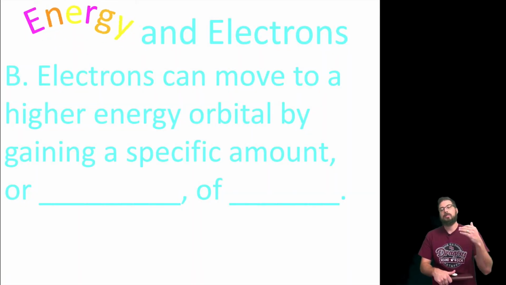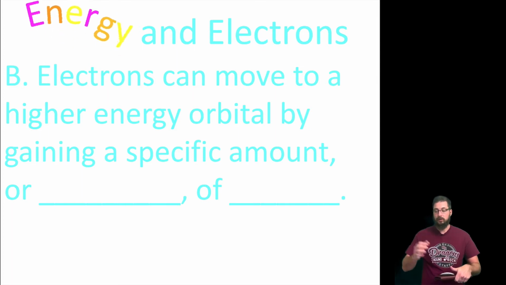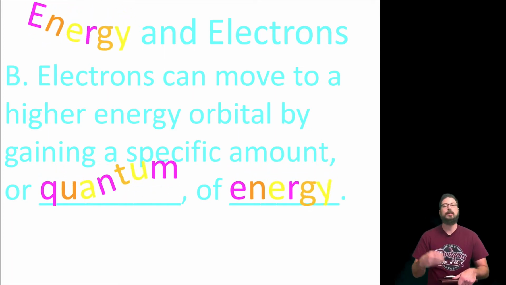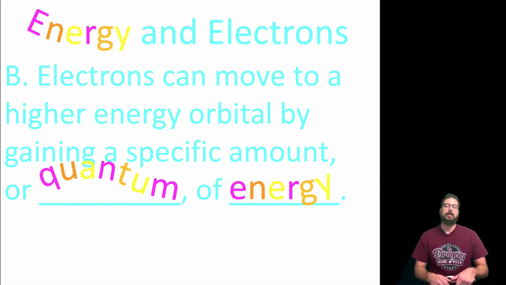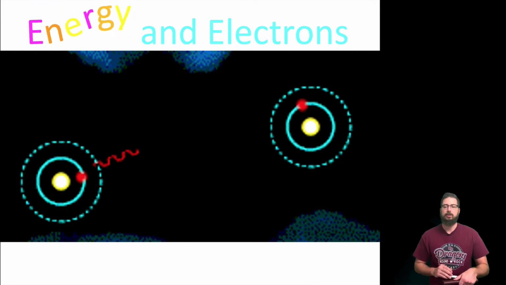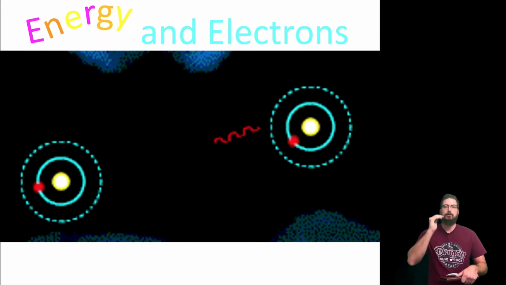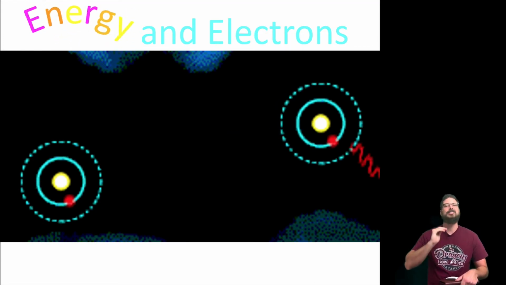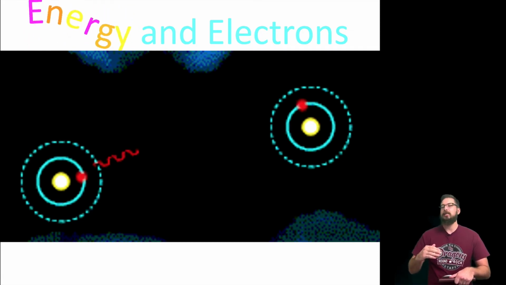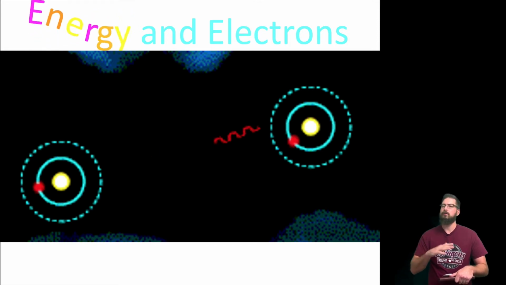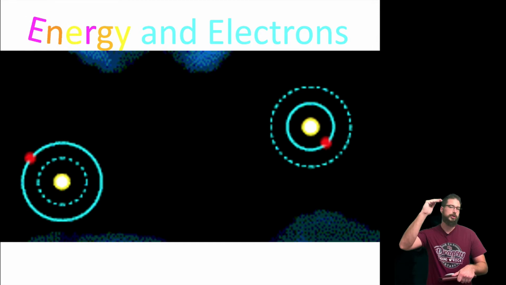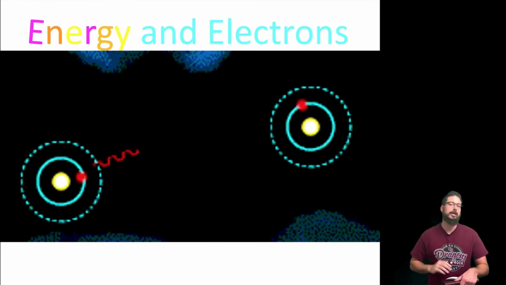Now electrons can move to higher energy orbitals by gaining a specific amount of energy, or a quantum of energy. And so let's go ahead and think about these energy levels here. For an electron to go from here to here, it has to gain a specific amount of energy. If it's not going to gain enough energy, let's say a photon of light comes in and the photon of light is not enough energy to bring it to the next energy level, it will not absorb that photon of light.